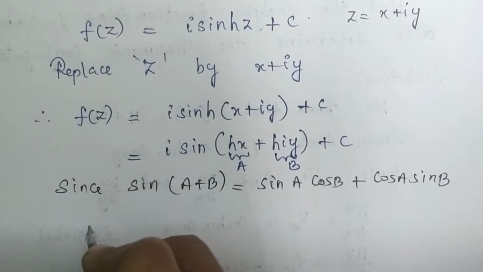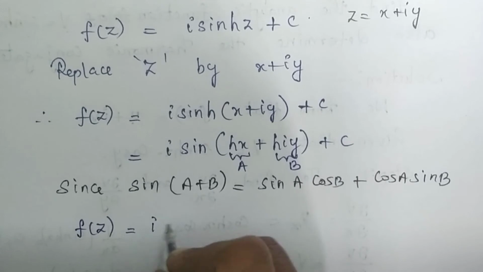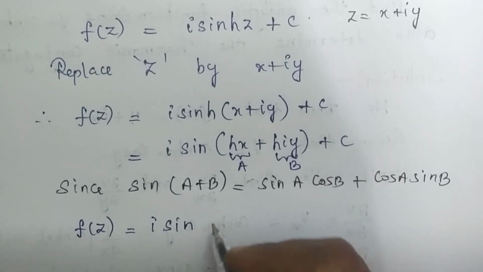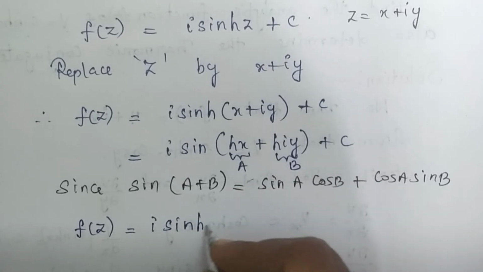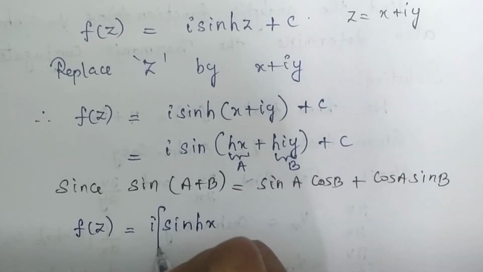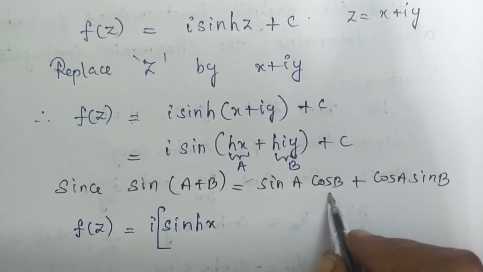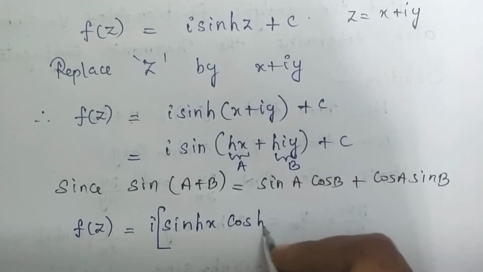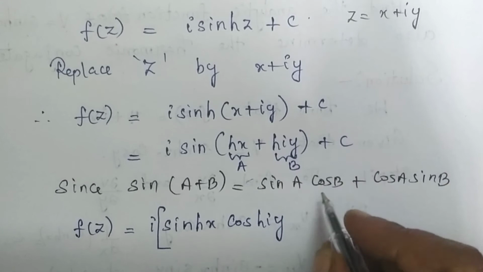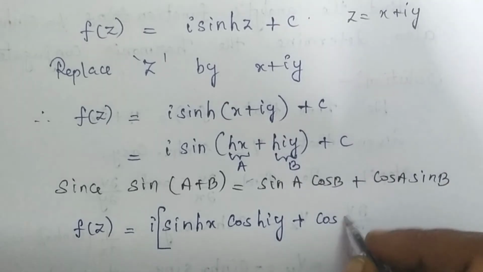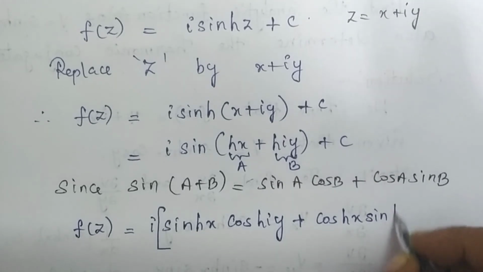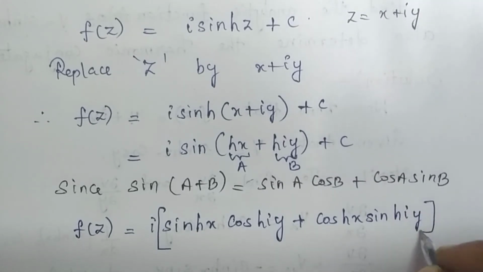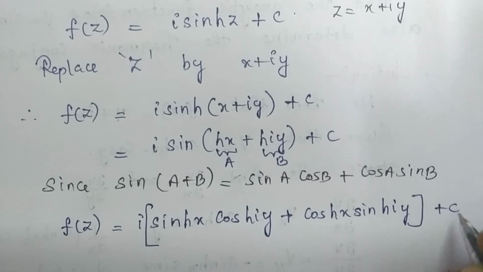So therefore f of z is equal to I into sin of, I apply this formula. So sin a cos b. So what is our a? a is hx. So sin hx. I is common for all. So cos b, so cos hiy, because b is hiy, plus cos a, so cos hx into sin b, so sin hiy, plus some integrating constant c.